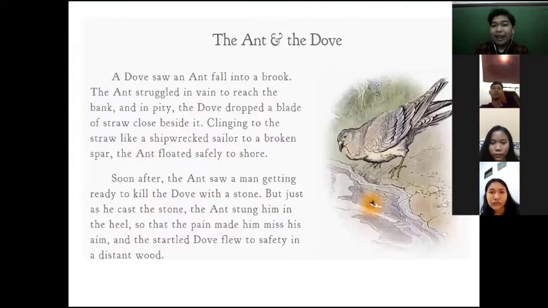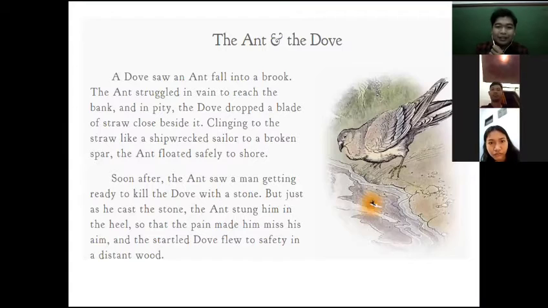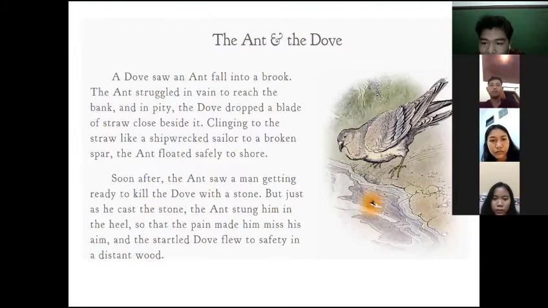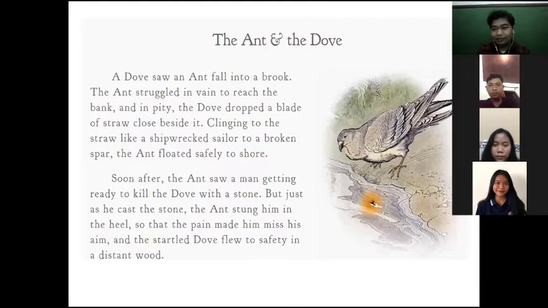And here I have one example of a narrative text. The kind is a fable. You can read the story in the slide. I will give you 5 minutes to read the story. Do you understand, students? Yes, sir. Okay, students. Have you read the story? Yes, sir, we have done it.